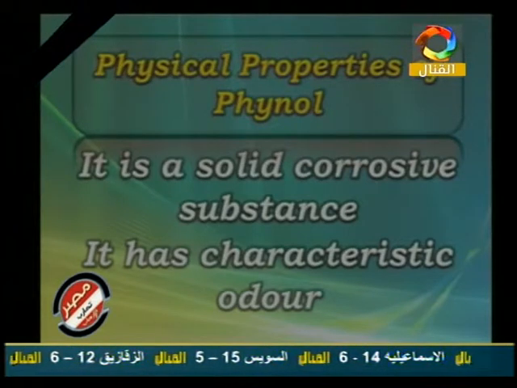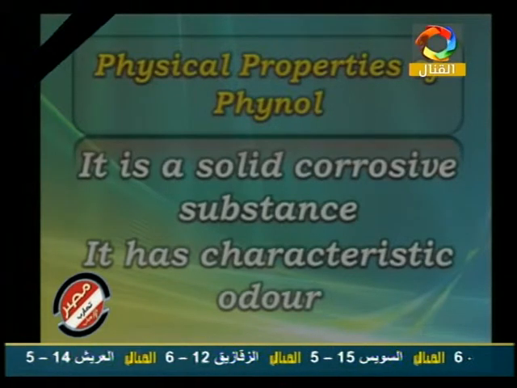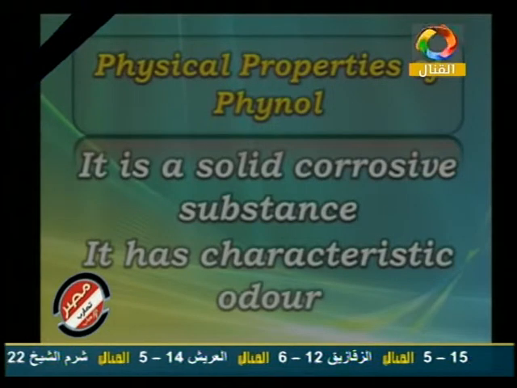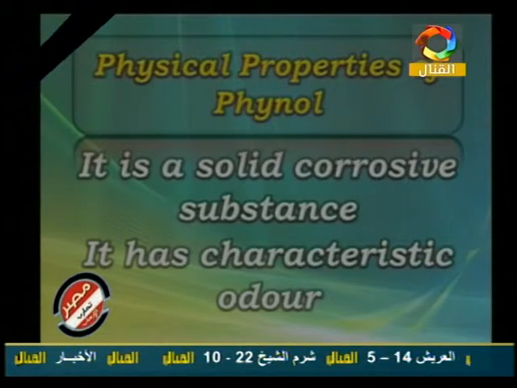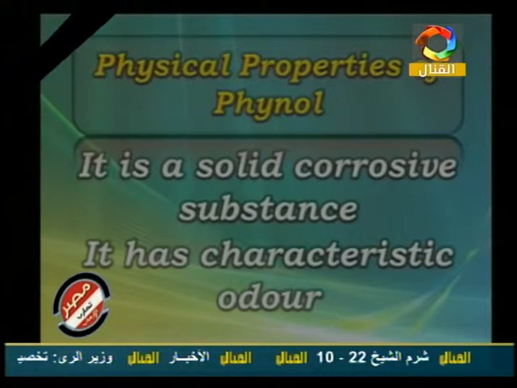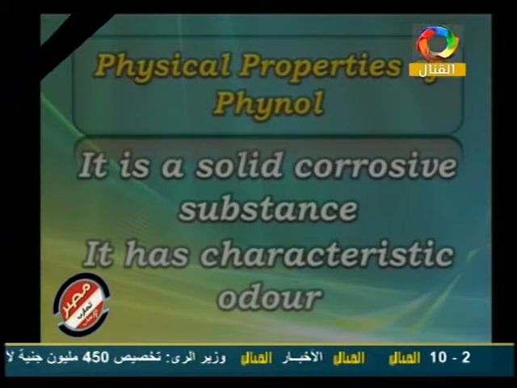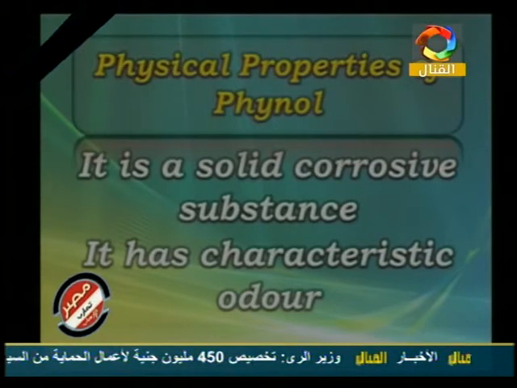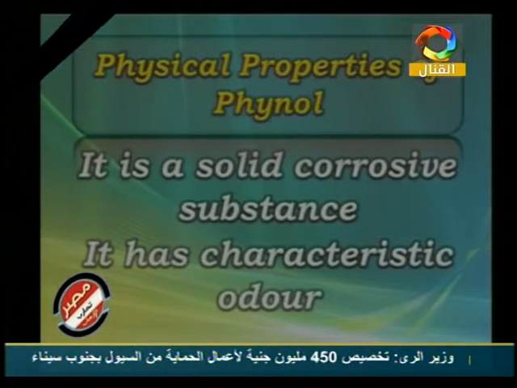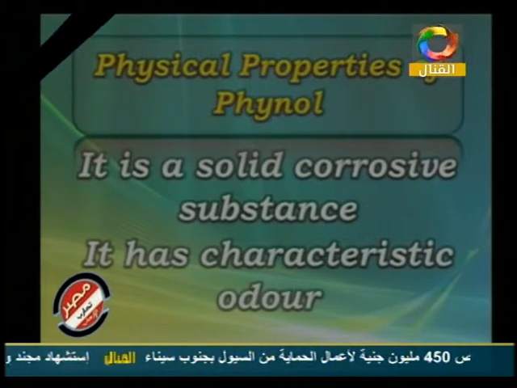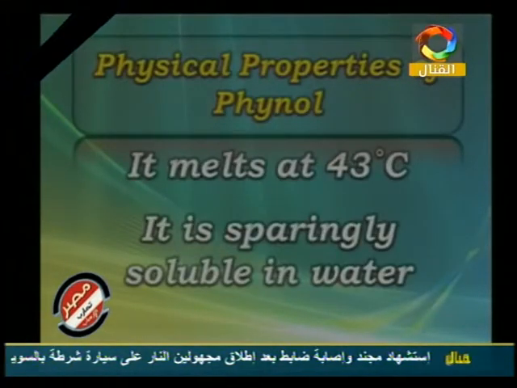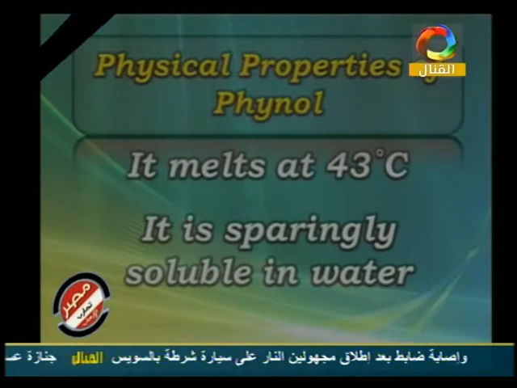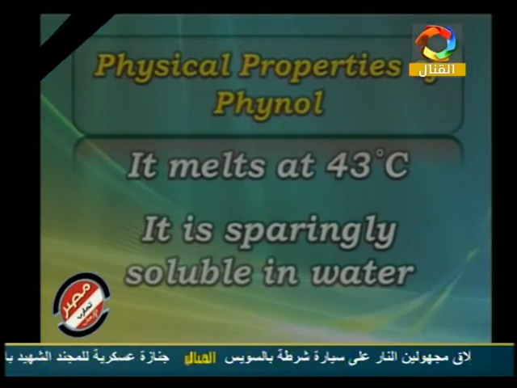So it is a solid corrosive substance, and it has a characteristic odor. Characteristic odor means it is a special type of odor of phenol. So from the physical properties of phenol, it is a solid corrosive substance, and it has a characteristic odor. Characteristic means a special odor of this compound. And another thing about the physical properties is that it melts at 43 degrees centigrade.